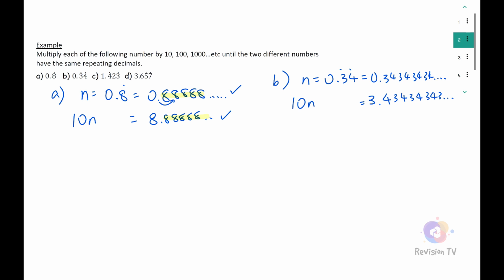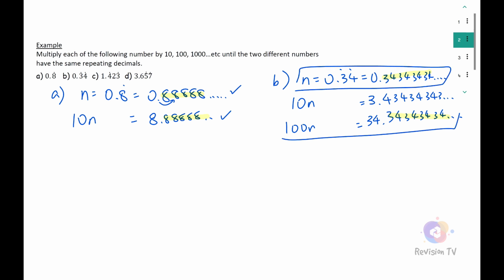So we go on after 10n, we do 100n. So multiply this by 10 again, so it becomes 34.343434. Right, then here you can see these two numbers have the same repeating decimal. Okay, so we're done. In other words, we're going to choose n and 100n.